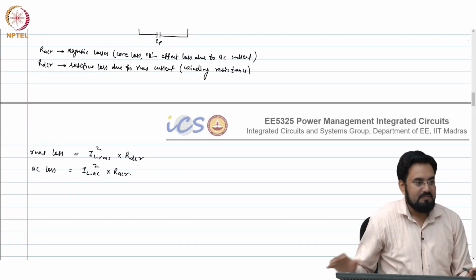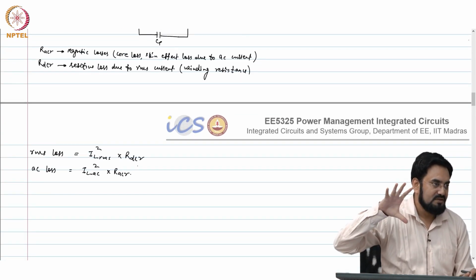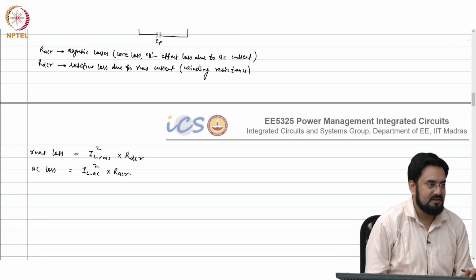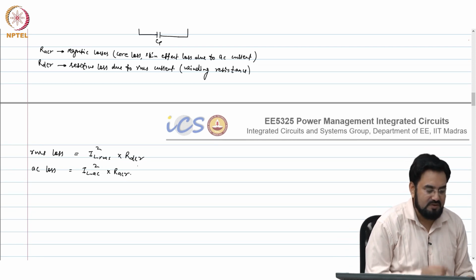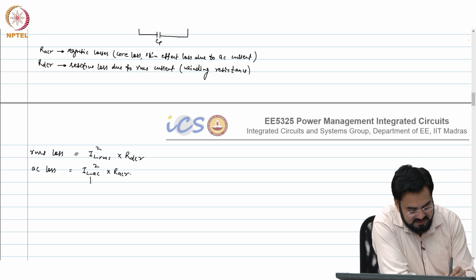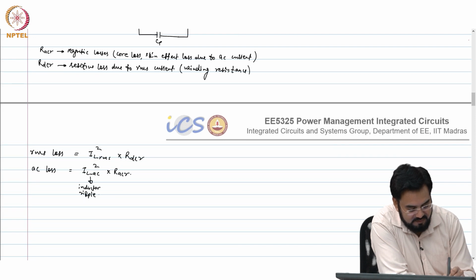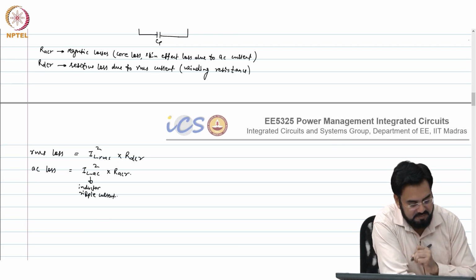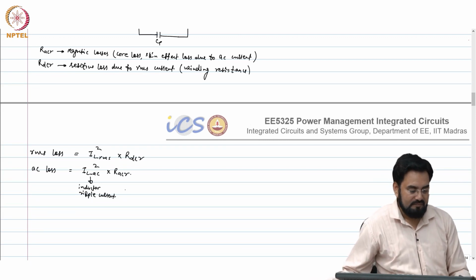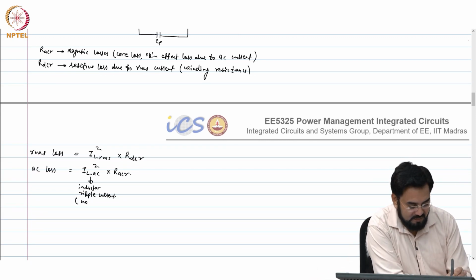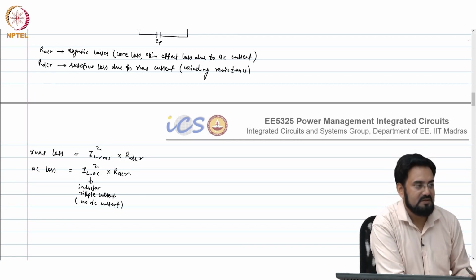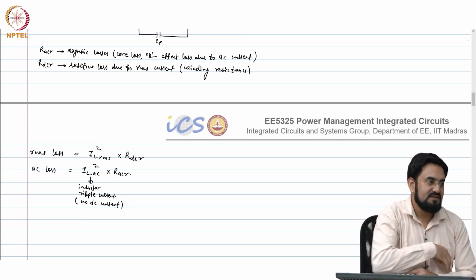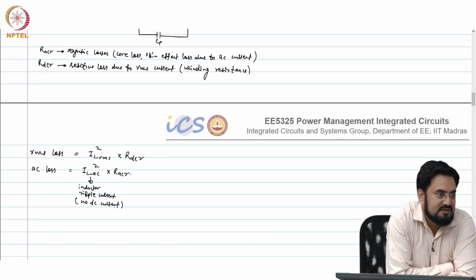Okay, so, in the RMS you have both ripple component and DC component, but in AC loss you only have a ripple component. So, this is nothing but inductor ripple current, no DC current. So, if the ripple is larger, then this loss will increase.